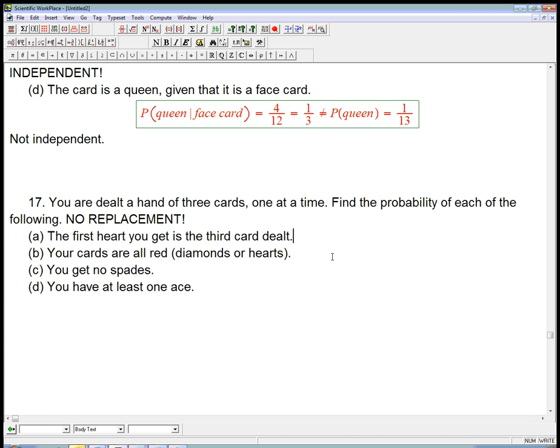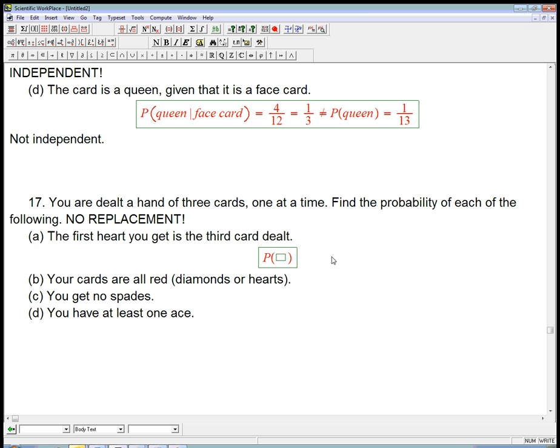Okay. What's the first case here? The first heart you get is the 3rd card dealt. See, you actually have to read that a couple times so you can see what it means. Okay, it means you don't get a heart on the first 2 deals, and then you do. Okay, so as with lots of probability problems, the key is to say it in terms of ands.